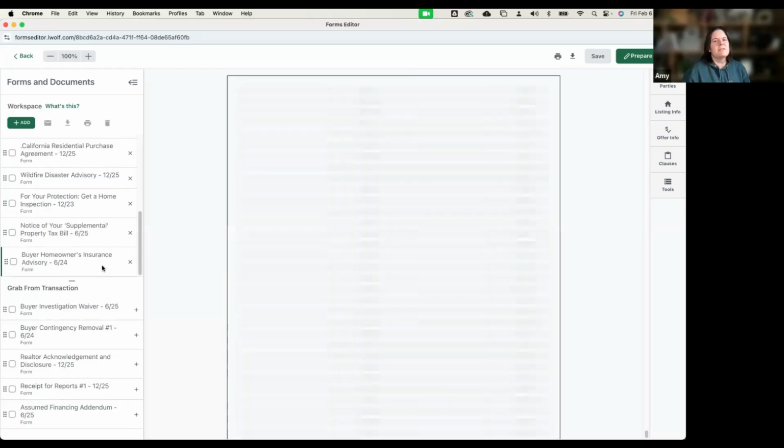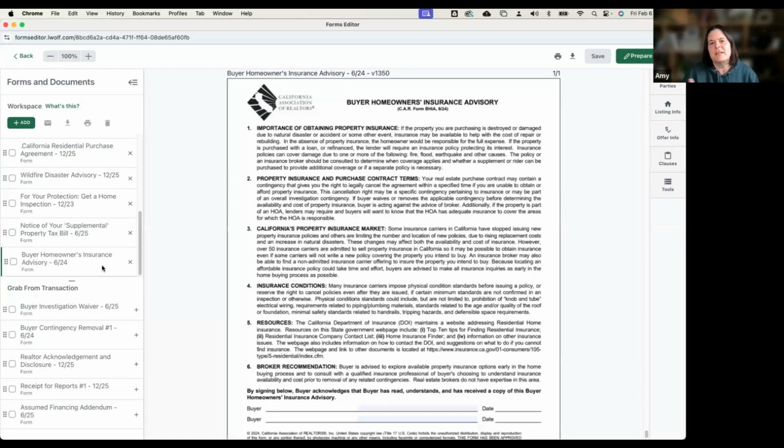The importance of obtaining property insurance in the purchase contract terms, California's property insurance market, insurance conditions, resources, and broker recommendations. So it is getting harder and harder to obtain insurance, to find reasonably priced insurance. It used to be really inexpensive, and now it keeps getting more and more expensive, especially if you live in the country or near trees, in those high fire or very high fire hazard severity zones. It's getting harder and harder to obtain even in town. So, super good information on insurance.